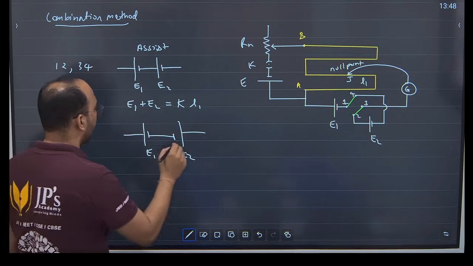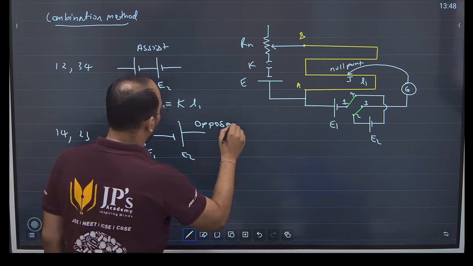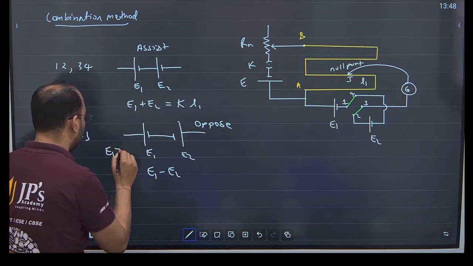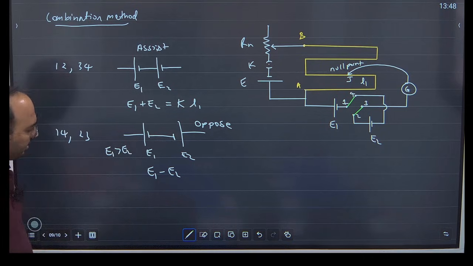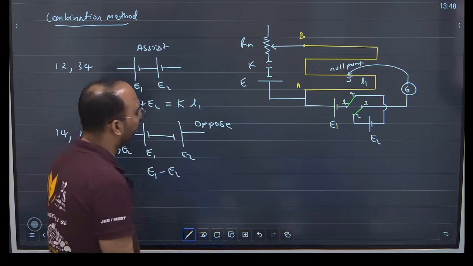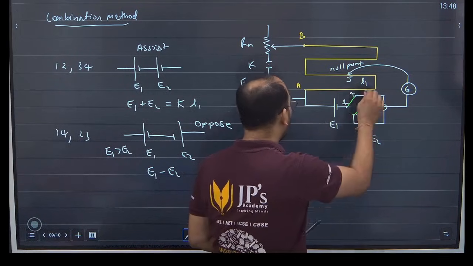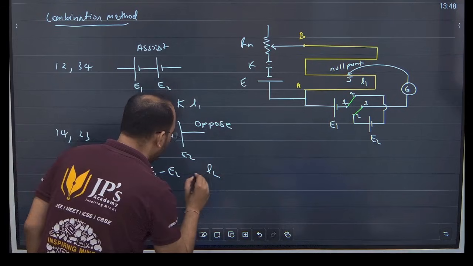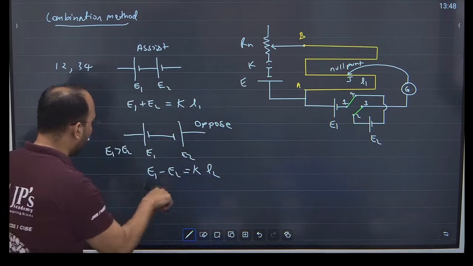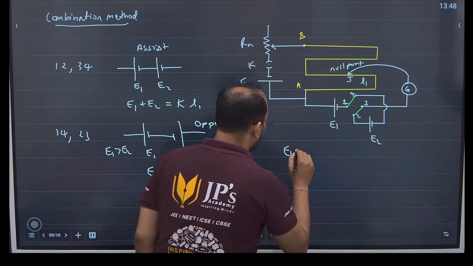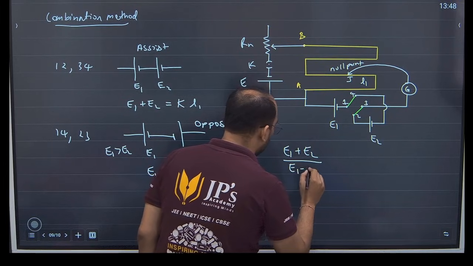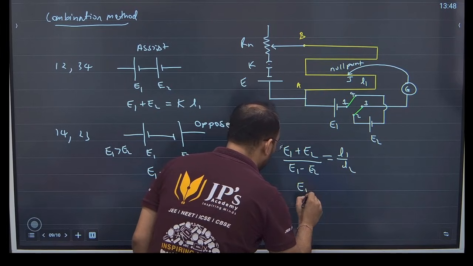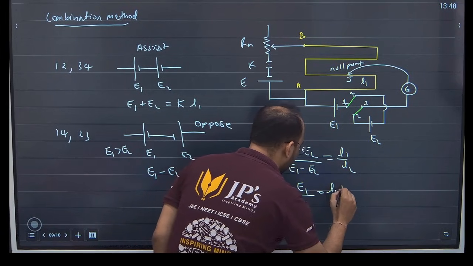Okay, this connection is called an opposing connection. Here the effective EMF is E1 minus E2. I'm assuming E1 is more than E2. Net EMF here becomes E1 minus E2 when the connection is made like this, and again you tap until you find the balancing length. Let's say this time we found the balancing length at L2, so E1 minus E2 is K L2. Divide the two, so you will get E1 plus E2 upon E1 minus E2 equals L1 upon L2, K will get cancelled. Apply componendo and dividendo. You can write this.